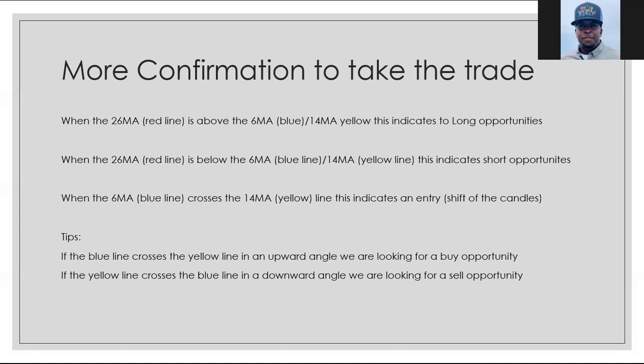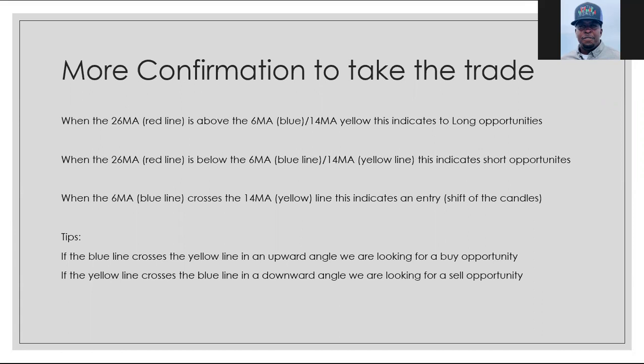When you see the red line below the blue and the yellow line, this indicates a short opportunity, or a sell. Why? Because this 26 moving average is a lagging moving average. Therefore, it's going to move slower than the 6 and the 14.